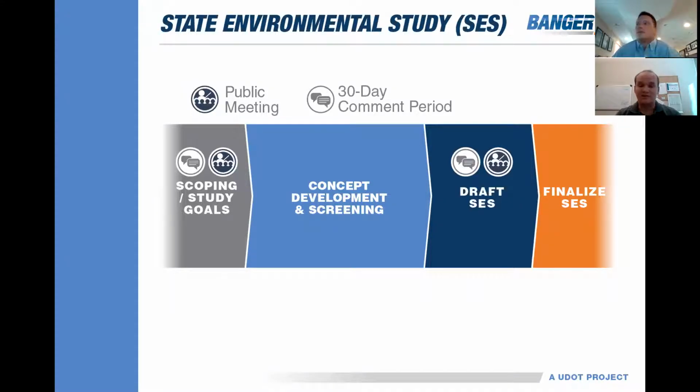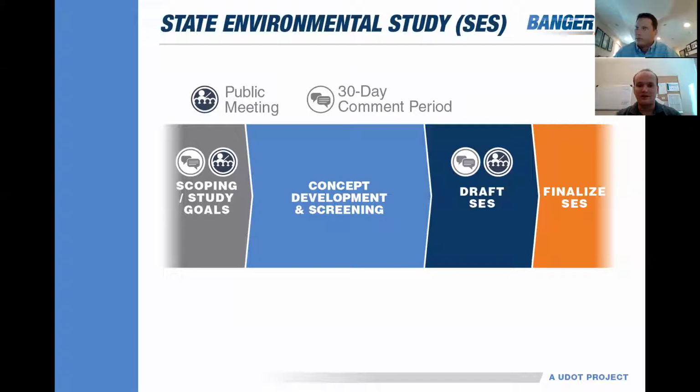This process begins with the scoping phase. That's where we are tonight. During the scoping phase, we gather information about the area. What are the resources in the area? What is the history? What is the traffic data that we may need to have? And what is the local knowledge that we may not have ourselves, but the public might have? This helps us to establish our study goals and criteria that we will be studying.